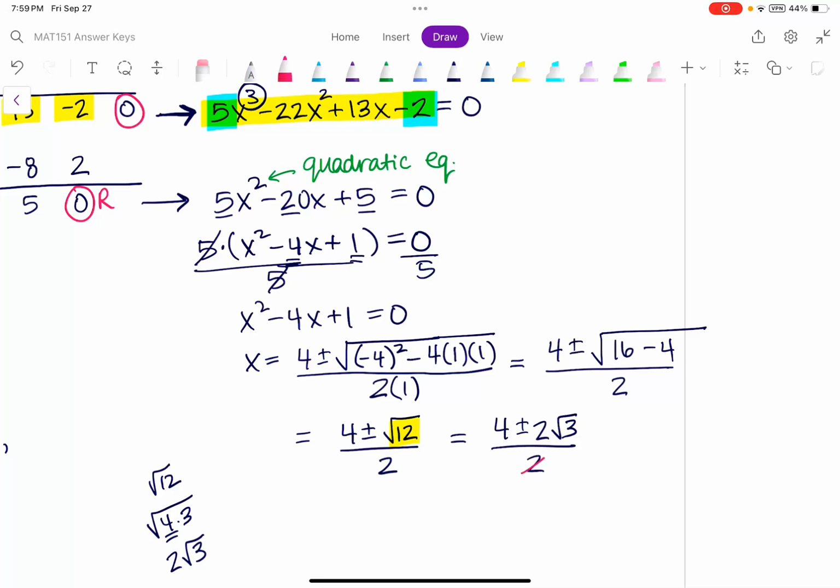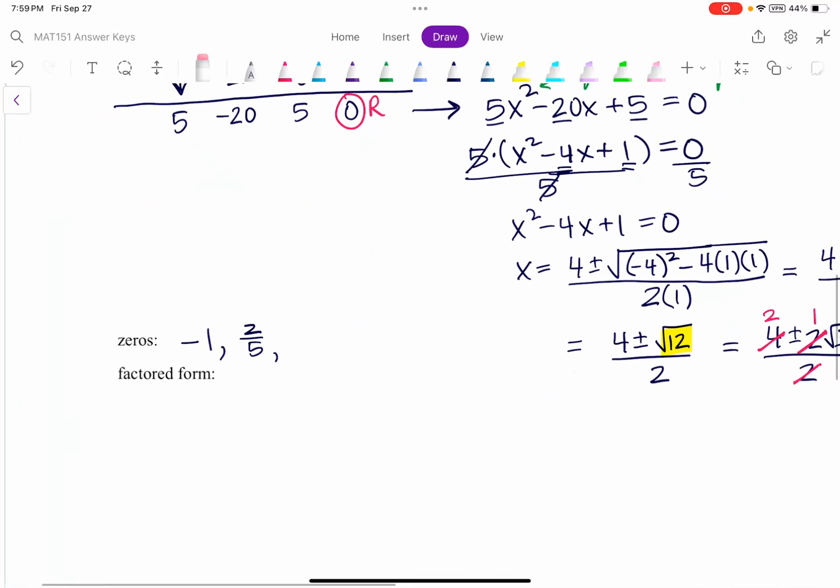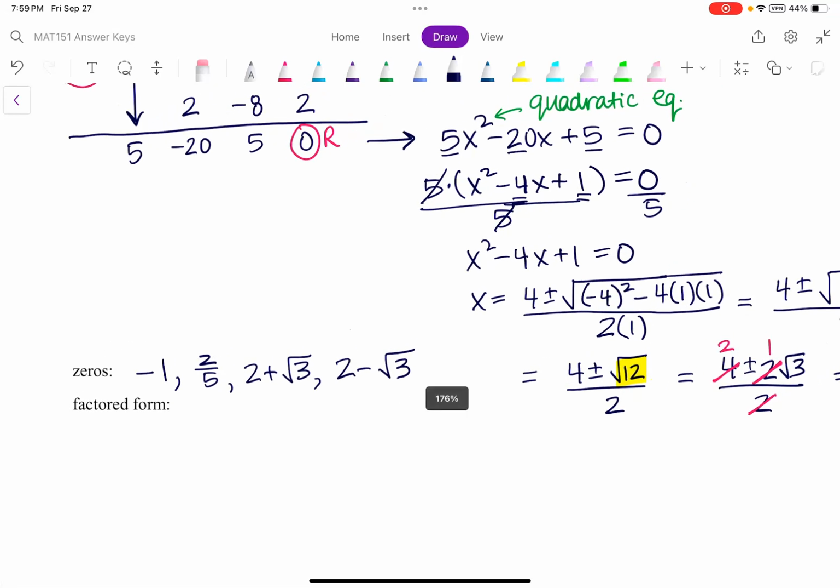And then we can divide that 2 not only into this 4, but also into this 2. So 2 divides into 4 twice, 2 divides into 2 once, and therefore our simplified answer will be 2 plus or minus the square root of 3. So those are my last two zeros, 2 plus or minus the square root of 3. And I'm going to write them as two separate values, 2 plus the square root of 3, and then 2 minus the square root of 3. And you can see that we have 4 zeros all together.